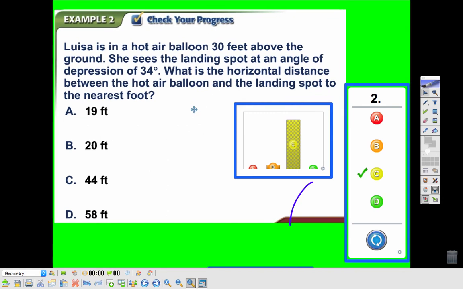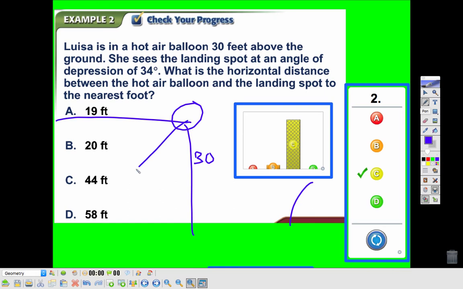So Louisa is in a hot air balloon 30 feet above the ground. She sees the landing spot at an angle of depression of 34 degrees. What is the horizontal distance between the hot air balloon and the landing spot to the nearest foot? So be careful with your angle of depression here. That's what everyone messes up on.